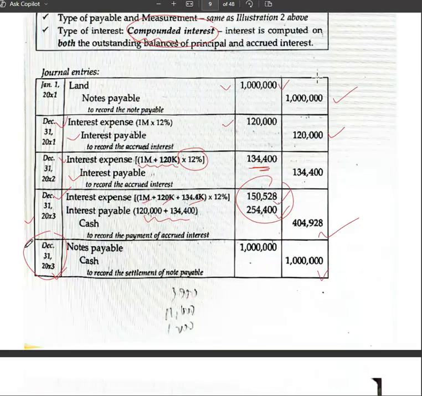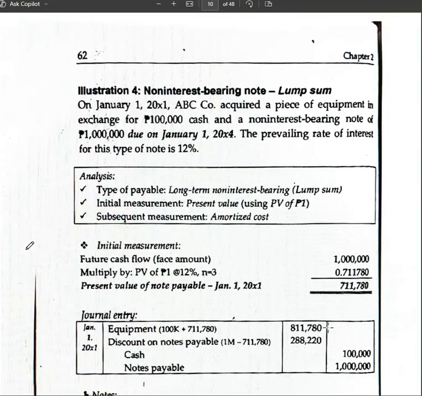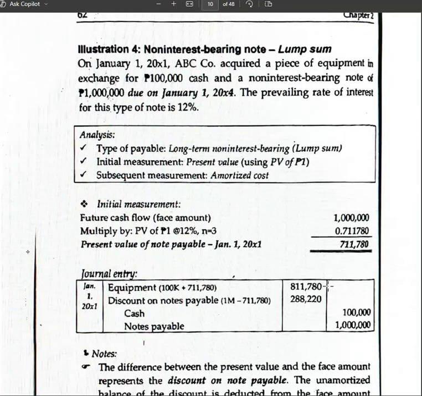Okay, now let's move to illustration 4. In illustration 4, this is a non-interest bearing note. Okay, so I want you to remember the rule again: if the note is non-interest bearing, we compute the present value. So this would be our key now, which is the starting point or the initial value of our promissory note or the notes payable as we have here.